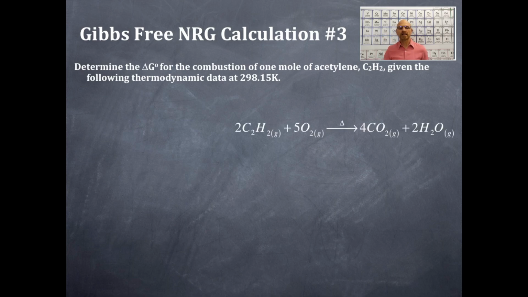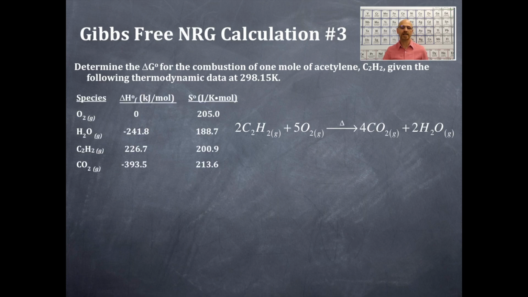Bam! There's the balanced equation for acetylene. That's 2 moles of acetylene gas plus 5 moles of oxygen gas yields 4 moles of carbon dioxide gas and 2 moles of water vapor. Notice that there are 7 moles of gas on the reactant side and 6 moles of gas on the product side. That should tell you some information right there.